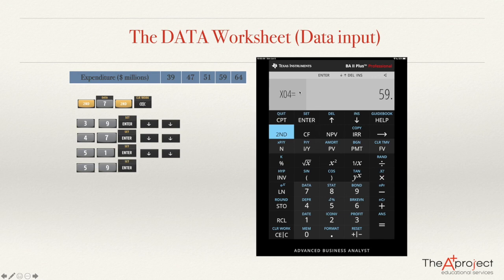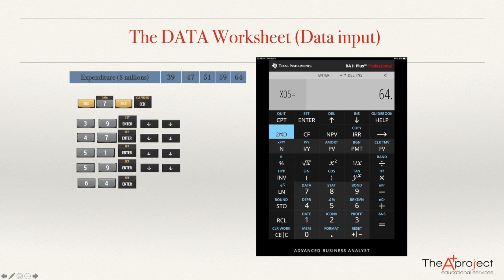You see the equal sign on the screen, so you have entered the data in the memory of your calculator. Then scroll down twice, and the calculator is asking for the fifth data value, 64. So I press 64, and now enter. And that's it. We have entered the whole data set.